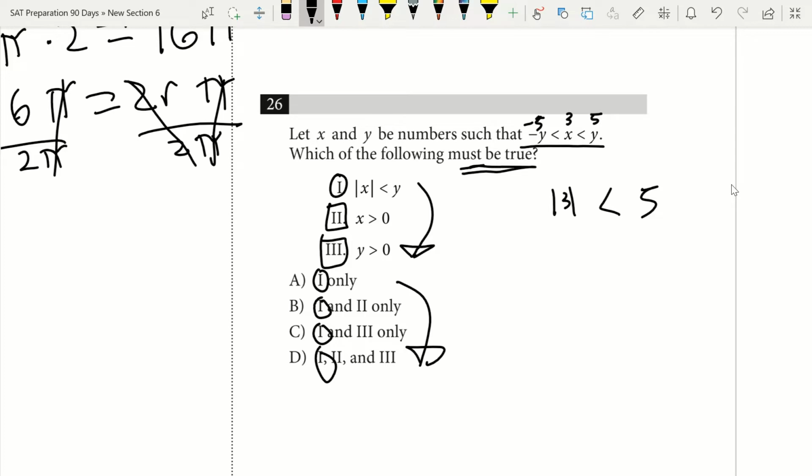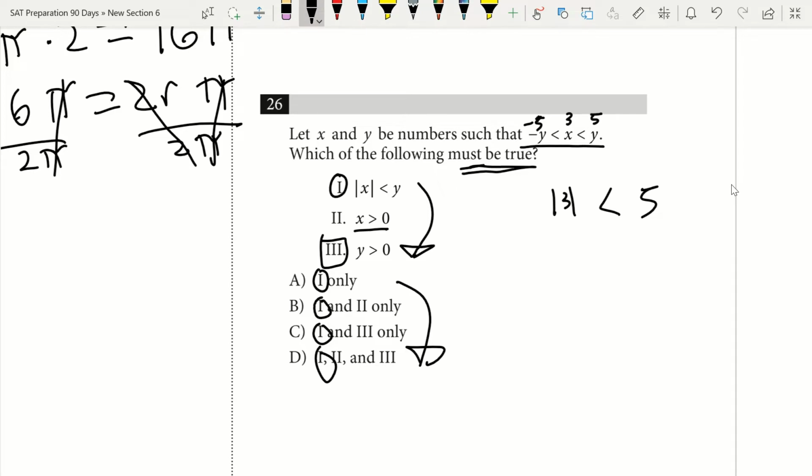All right, number 2. So we have x greater than 0. Well, hang on a minute, I totally just misspoke there. x is greater than 0. Can x be greater than 0? Yes. Does it have to be? No. I totally just misspoke there again.